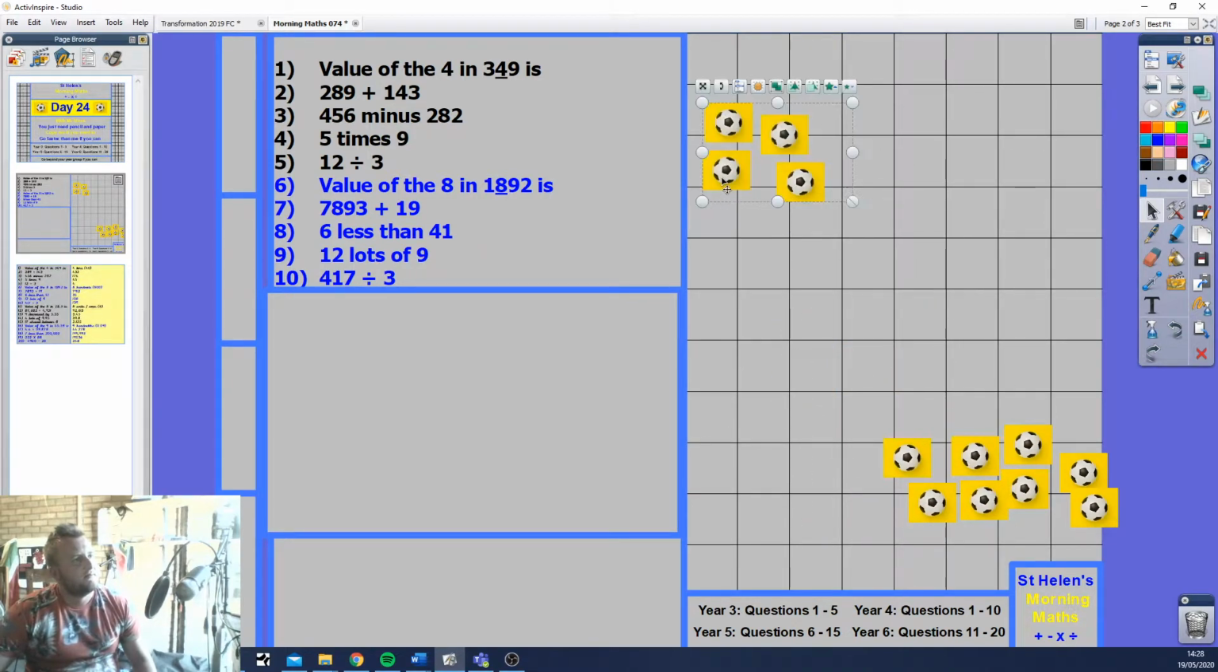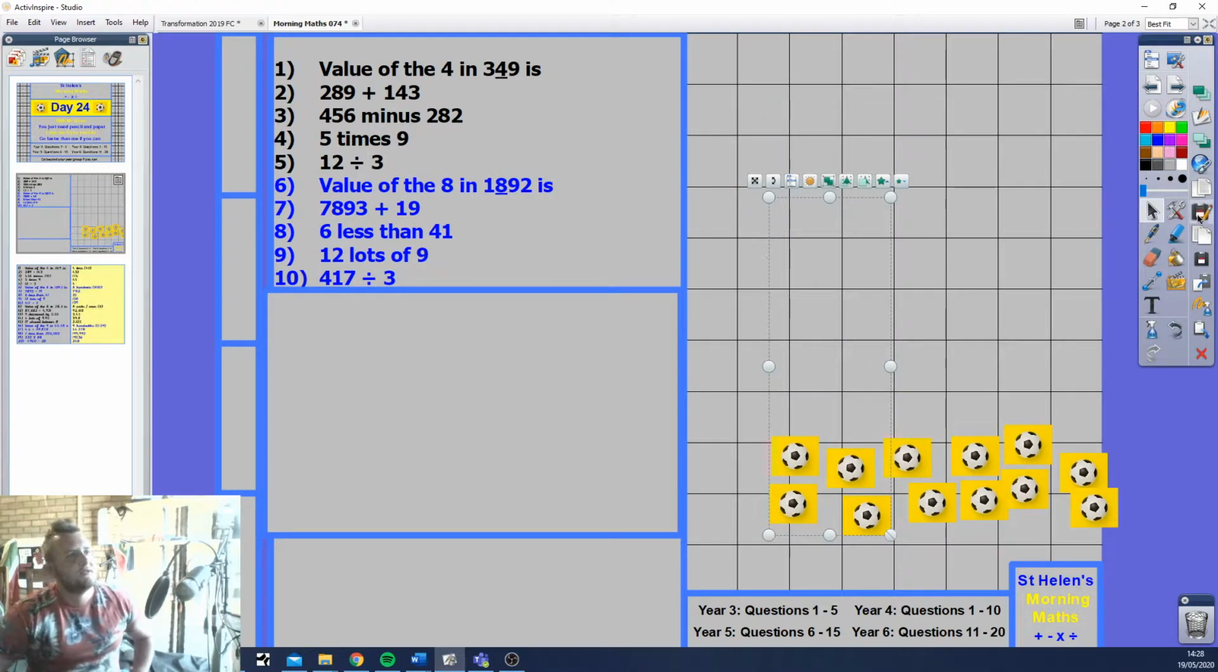Sorry, slight hitch there. Moving all the footballs, but we'll move on to the year 4 questions. But year 3s, if you're confident, you can keep going.